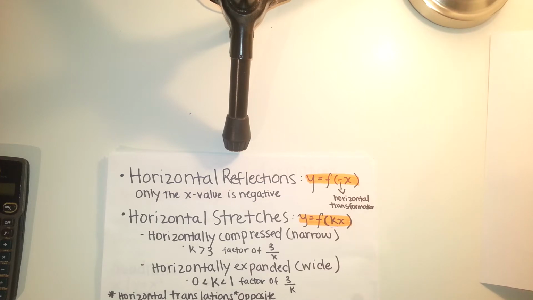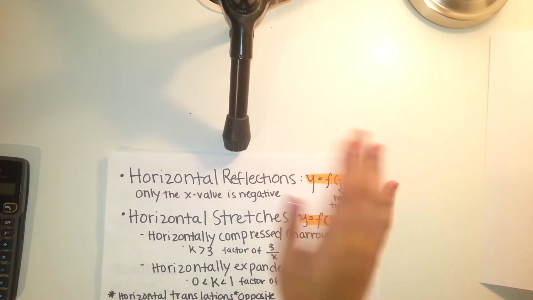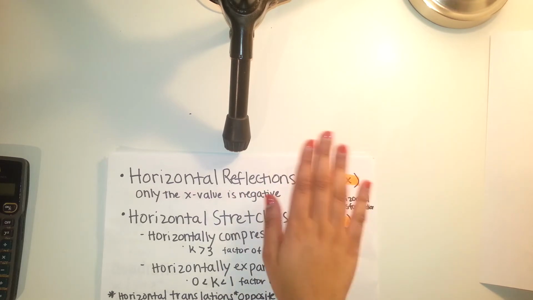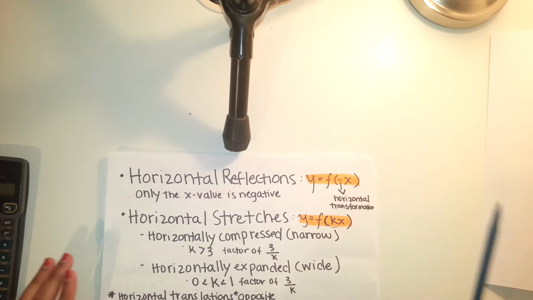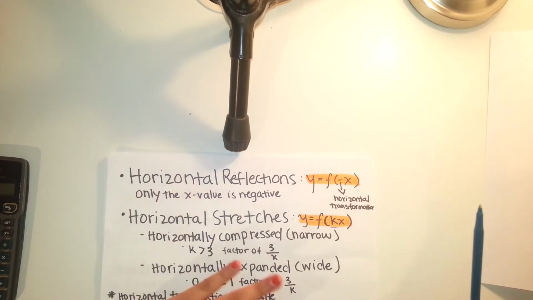So if you draw your function in your graph, it would reflect like this along the y-axis. And this only applies to the x value, which has to be negative. And that's all you need to know for horizontal reflections.